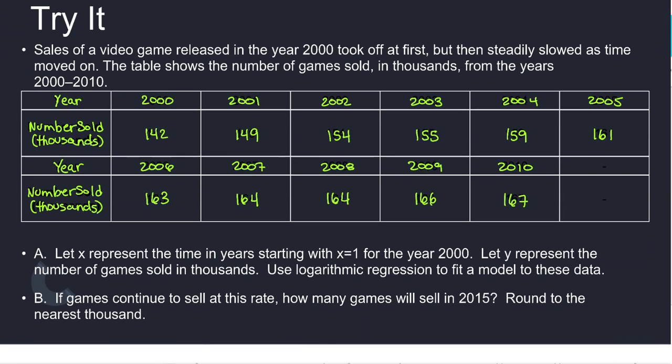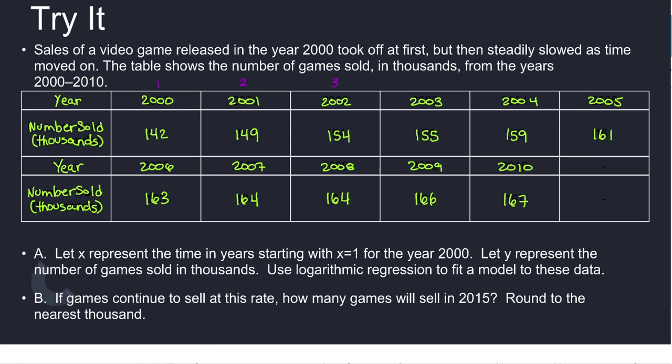So here is data for sales of a video game released in the year 2000. Took off at first, but then steadily slowed as time moved on. The table shows the number of games sold in thousands from the years 2000 to 2010. If you look down at A, it says let X represent time in years, starting with X equals 1 for 2000. So that means this would be 1, 2001 would be 2, 2002 would be 3, so on and so forth. So go ahead and fill those in.